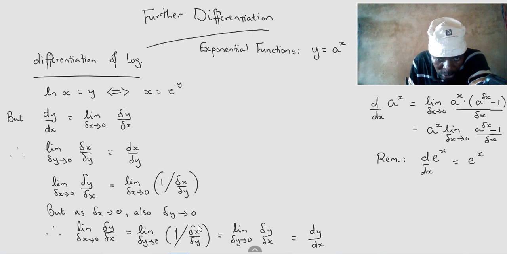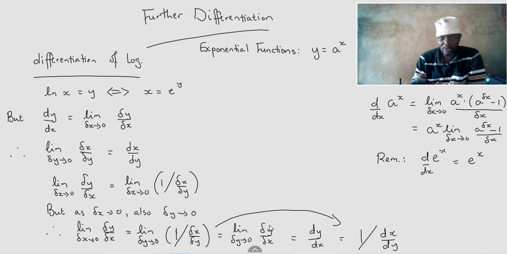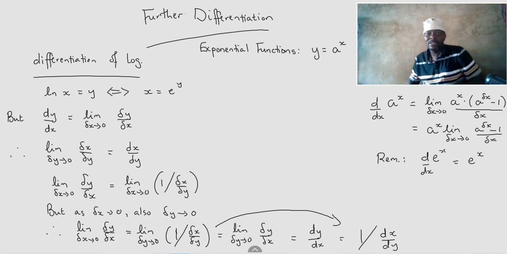But from this also we could have said, which is equal to, from this is 1 over dx dy. Probably I should have made that as the next step here, but because of my haste, I probably just skipped the step. Probably I should have made this my next step to prove that our 1 over dx dy is equal to our dy dx.